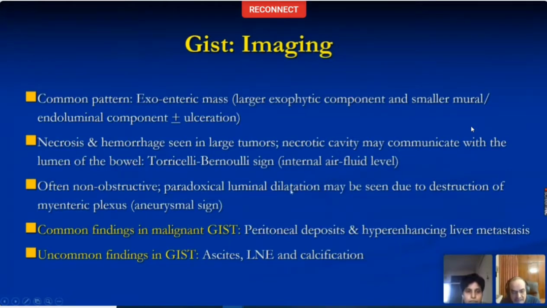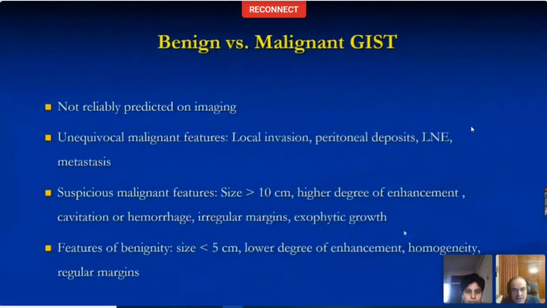These tumors frequently do not produce any obstruction. In fact, they may produce luminal dilatation, the kind we see in lymphoma. In malignant GIST, you frequently get peritoneal deposits and hyperenhancing liver metastases, but you do not get lymphadenopathy, or lymphadenopathy is at least rare in gastrointestinal stromal tumors. Distinction between benign and malignant, there is really no definitive distinction, except for, obviously, like in our case, we have distant spread of disease, so you know that you're dealing with a malignant GIST.